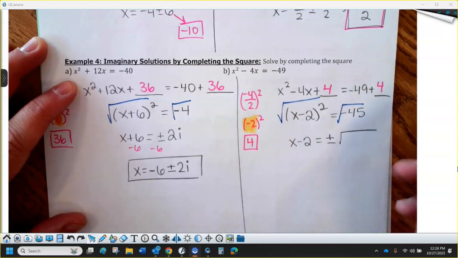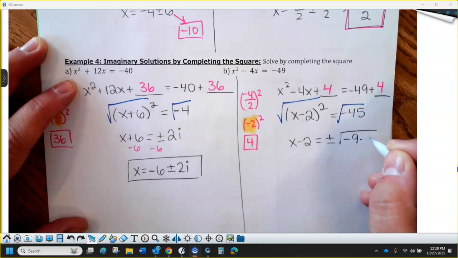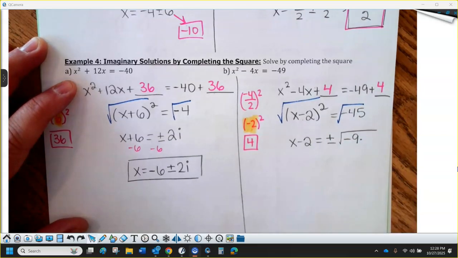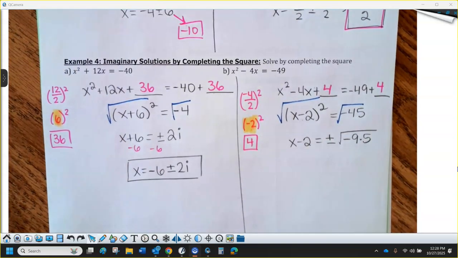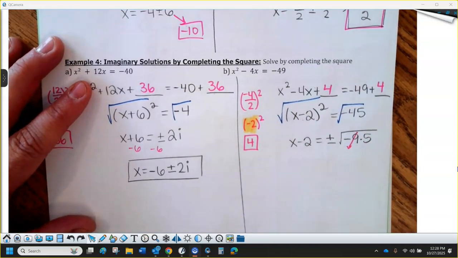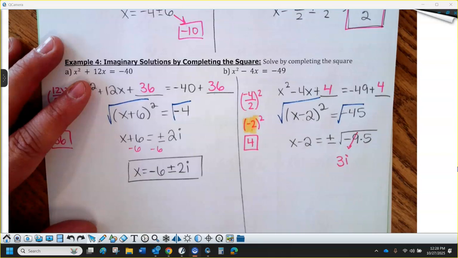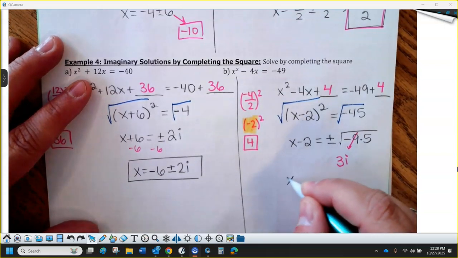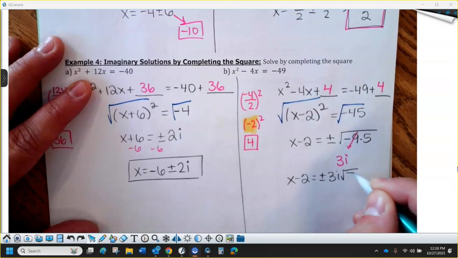If it's me, I'm going to go, okay, the biggest perfect square that'll divide into 45 is 9. And those perfect squares are still up on the board for you. So I would rewrite that real quick as 9 times 5. Has to be a product. And then the square root, I just attach the negative to the perfect square so that way I don't forget to take the i out. Square root of -9 would be coming out as a 3i. So we'd have x minus 2 equals plus or minus 3i radical 5.